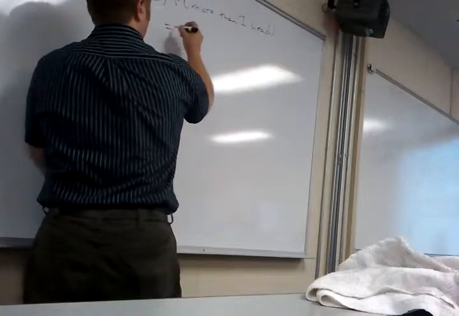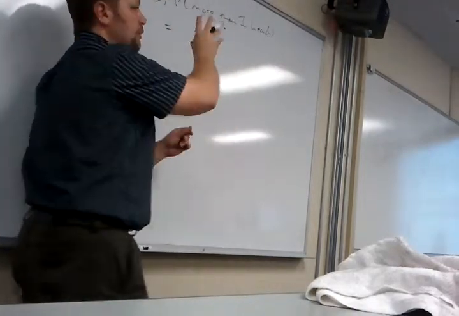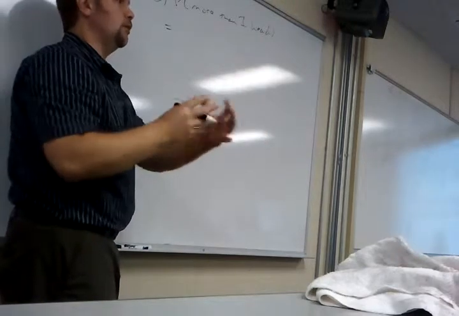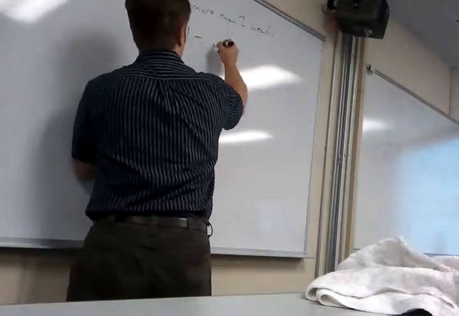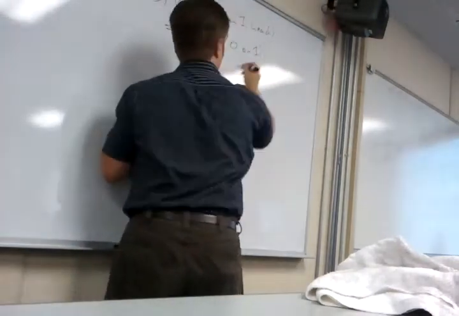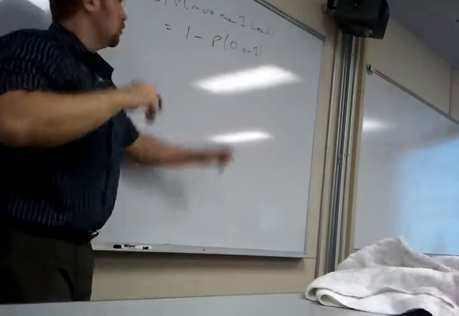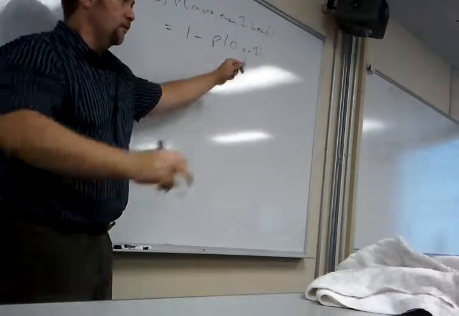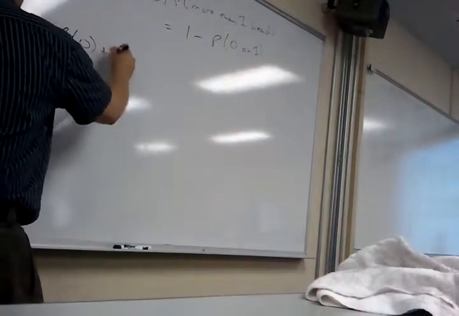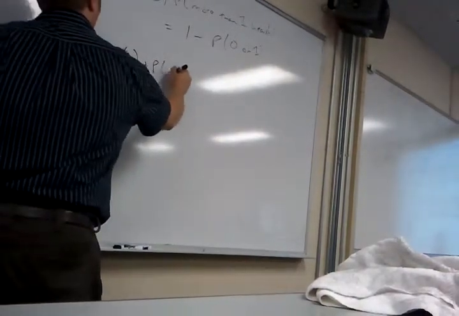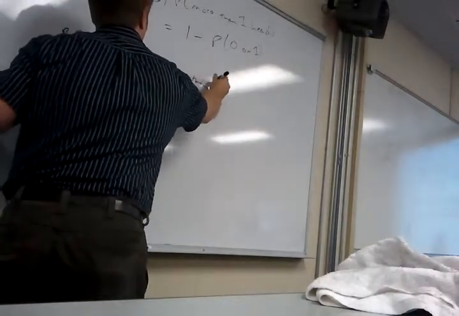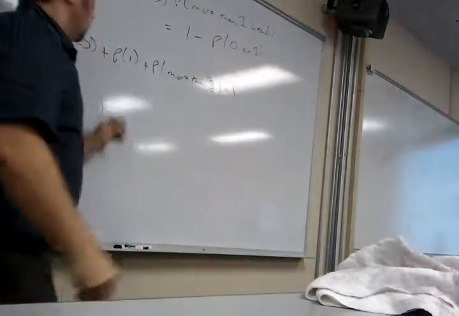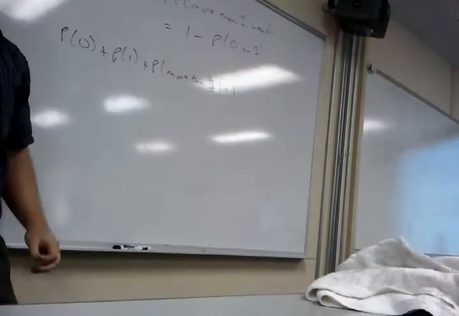More than one head would be too much work. The opposite of more than 1 is less work. The opposite of more than 1 is 0 or 1. So I can do 1 minus probably a 0 or 1. That's what that must equal, because those are opposites of each other. Right? What's the probability of 0 plus the probability of 1 plus probability of more than 1? What's that got to equal? 1. Why? Because that's everything, right?